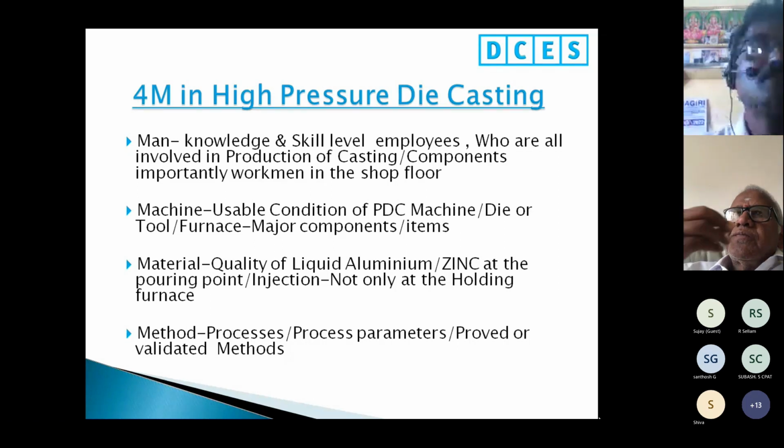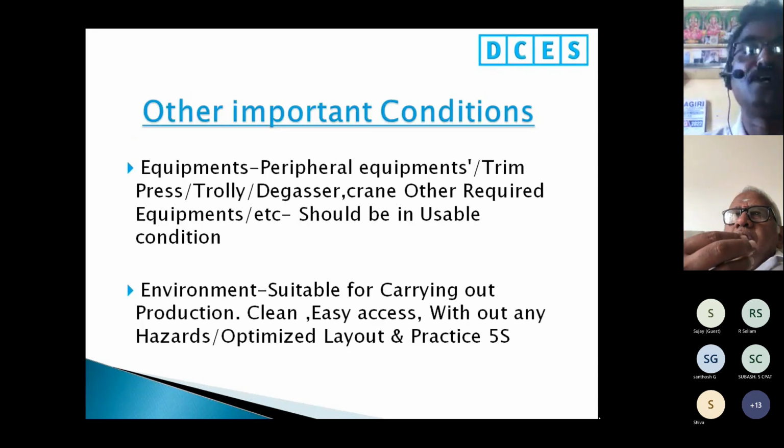And the other important conditions, apart from the 4M, are both equipment and the environment. The equipment like the peripheral equipment, the trim press, trolley, the degasser unit, the crane, and other required equipment, etc. should be in usable condition. The environment should be suitable for carrying out production. It should be clean, with easy access without any hazards, the layout should be optimized, and the practice has to be 5S.